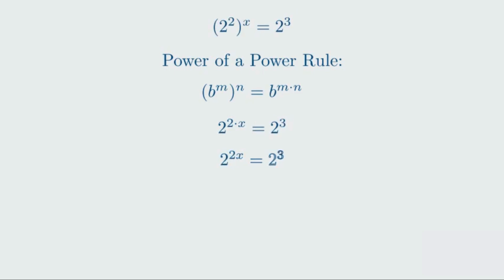Take a moment to notice what we've accomplished. Both sides of our equation now have the exact same base, which is 2. This is the crucial step. Now that both sides have the same base, we can use a very powerful principle. The principle of equality for exponential functions says that if two exponential expressions with the same base are equal, then their exponents must also be equal. This means we can essentially cancel out the bases and set the exponents equal to each other.